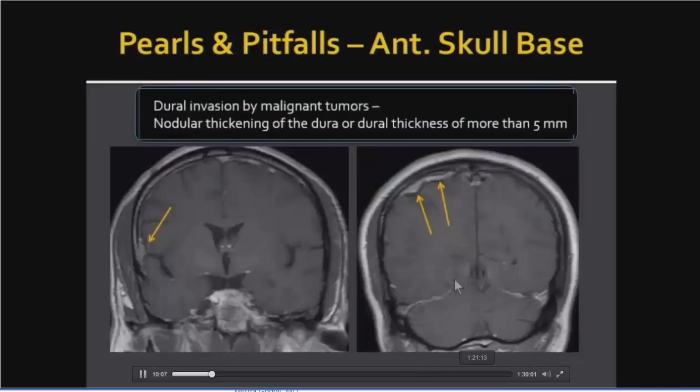The second thing is that we need to evaluate the entire intracranial compartment, especially for lesions near the skull base. So this is just an example of a patient who has an olfactory neuroblastoma but has more distant metastasis in the brain. So if you did not include the whole brain imaging, you will miss this, and this is important for planning further therapy.